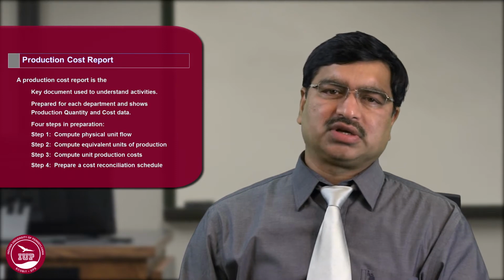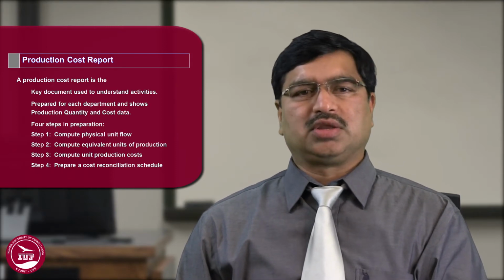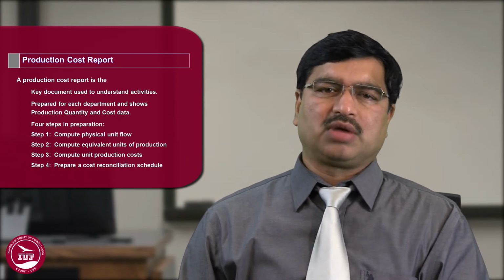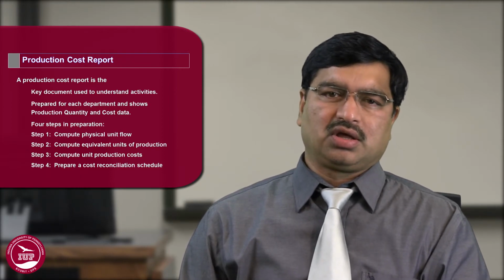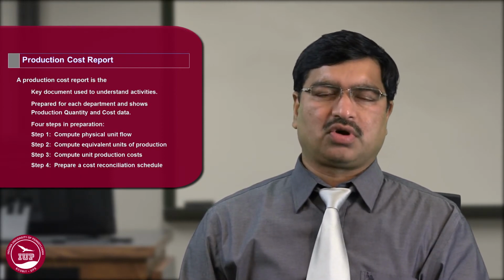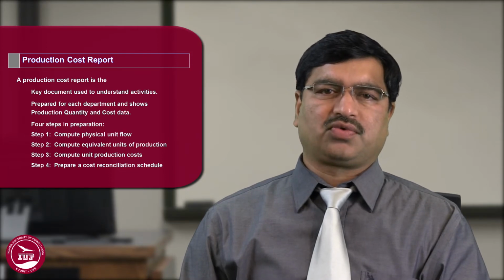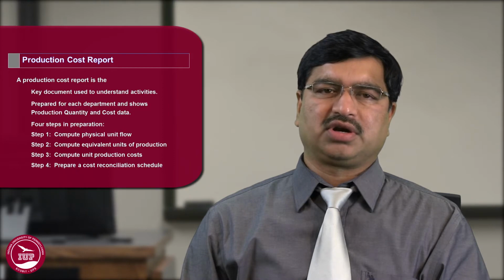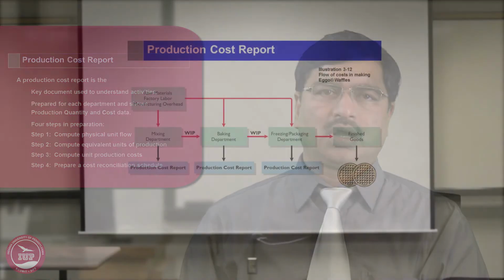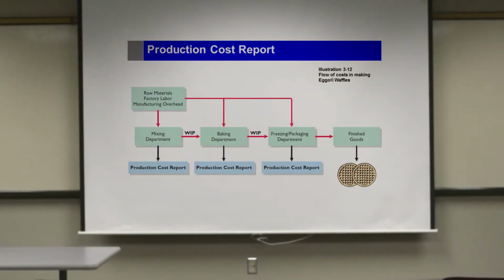So we had certain costs to account for in the beginning. We have a certain number of units to account for in the beginning. And at the end, those units need to be accounted for, and those costs will be accounted for through the ending inventory or the units which have been completed and transferred out. Now we'll go through each step.